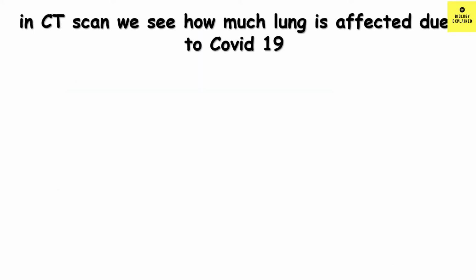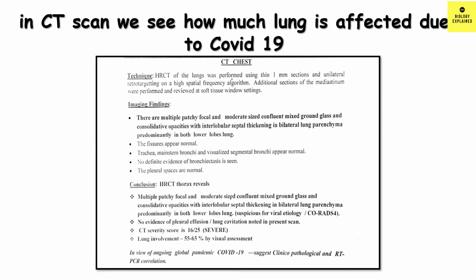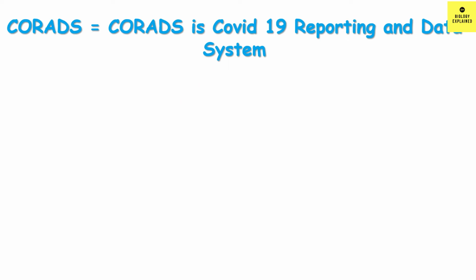So in a CT scan, we see how much lung is affected due to COVID-19. A typical CT scan report will look like this. You will notice two things in the report. One is the CORADS score and the other is the CT Severity score or CT score. First, let's talk about CORADS.